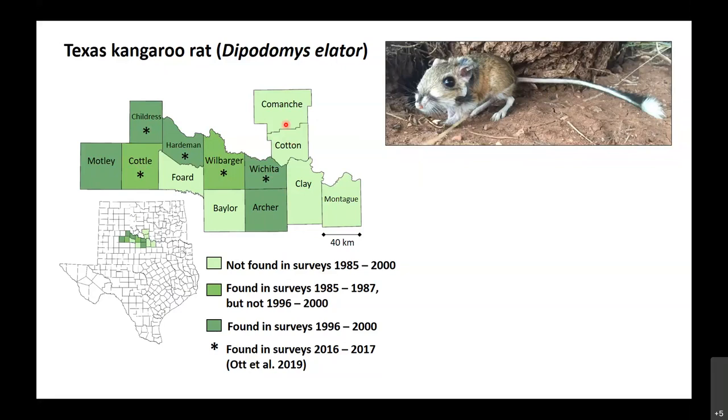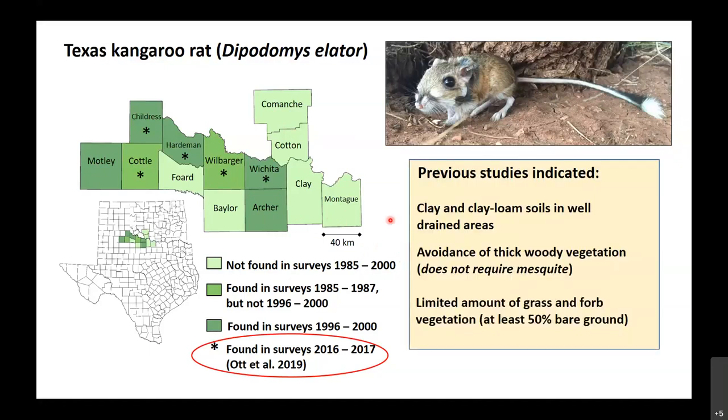So there have been different surveys commissioned by TPWD, range-wide surveys, to try to estimate where it is, going all the way back to the mid-1980s, and the most recent being one that we worked on in the summers of 2016 and 17. So all of these surveys, including the most recent one, have been informed by some of the previous field studies conducted by various people that found the species tends to occur where you have clay loam soils in well-drained areas. It avoids thick woody vegetation.